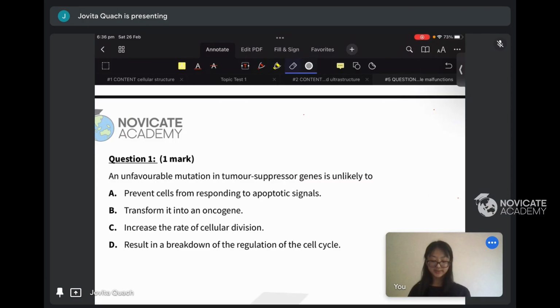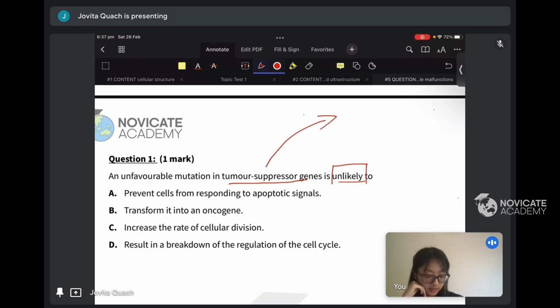Our multi-choice for our booklet here. Question 1. An unfavorable mutation in tumor suppressor genes is unlikely to do what? Now, let's just really be careful of the wording here. We're looking for unlikely, so not likely.